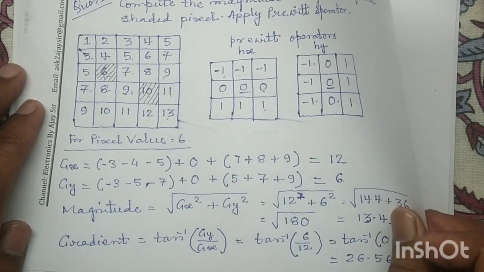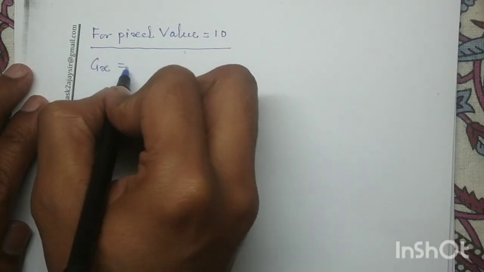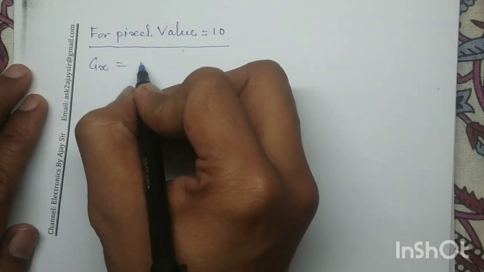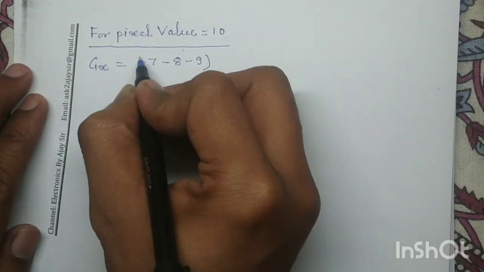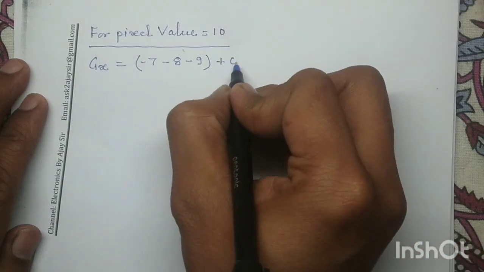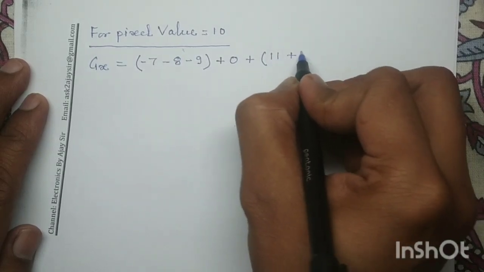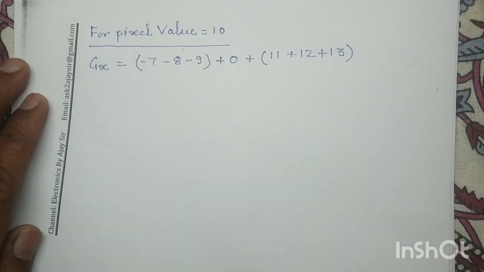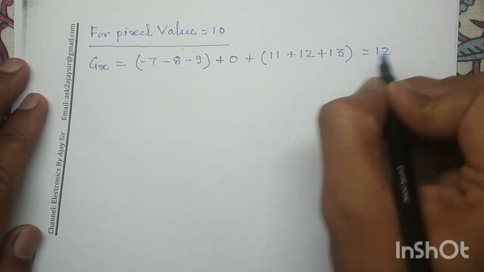So if I write the expression of gx, it comes to be -7, -8, -9 from the first row, 0 from the second row, and from the third row it is 11 plus 12 plus 13. Once again, if you do the calculation, you will get the result 12.